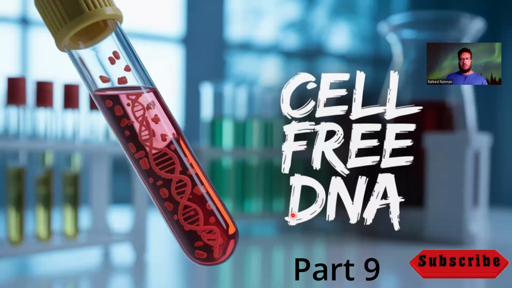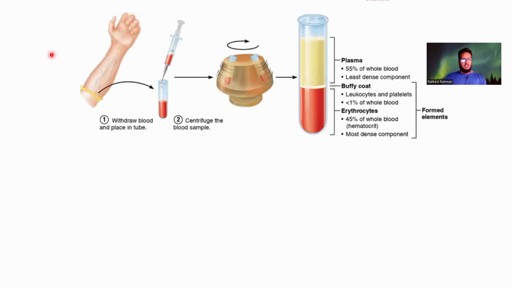In this video, we are going to talk about cfDNA, which is a new research topic. So let's get going. First of all, as a human, you can draw your blood from your hands or from other places. And that blood can be spun at high velocity using a process called centrifuge.